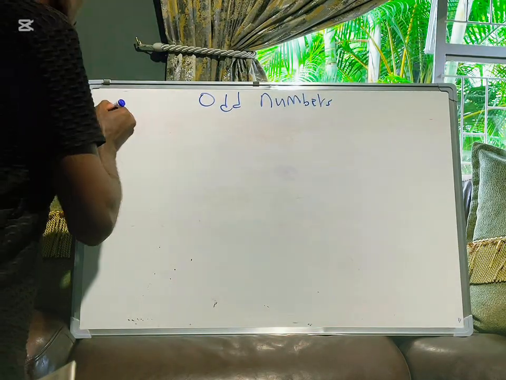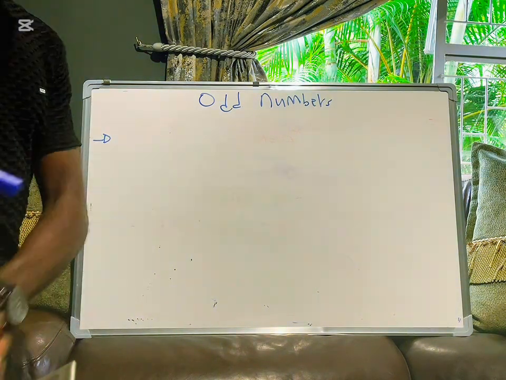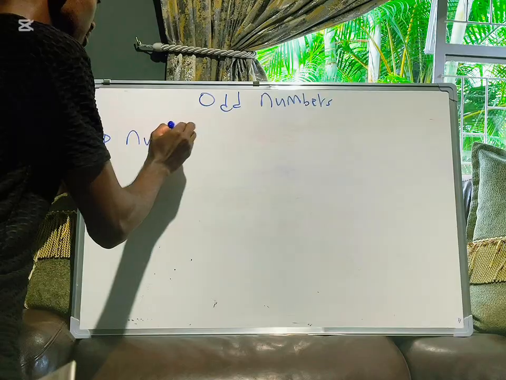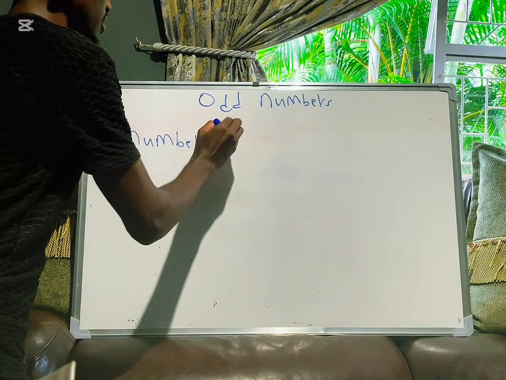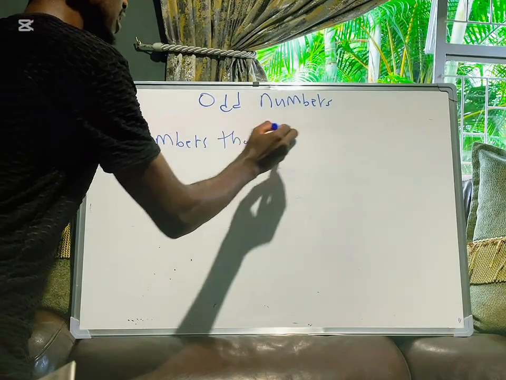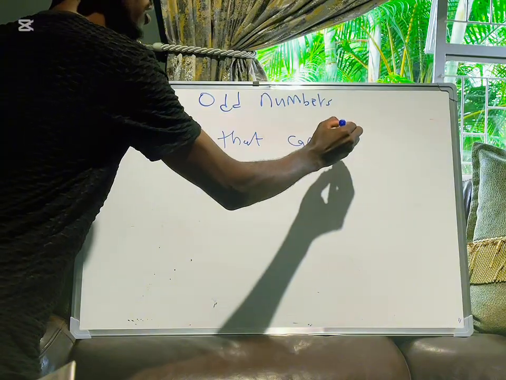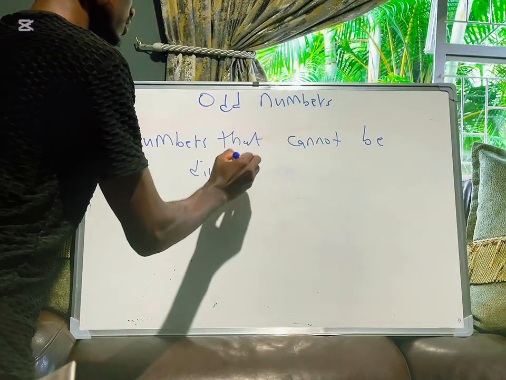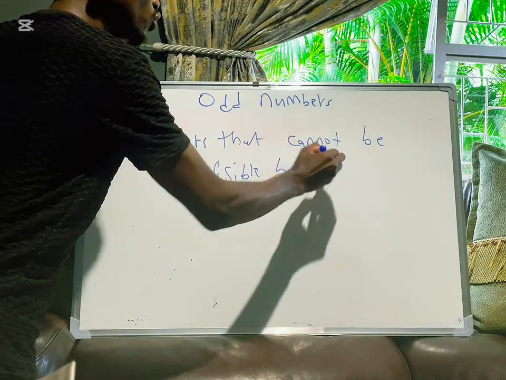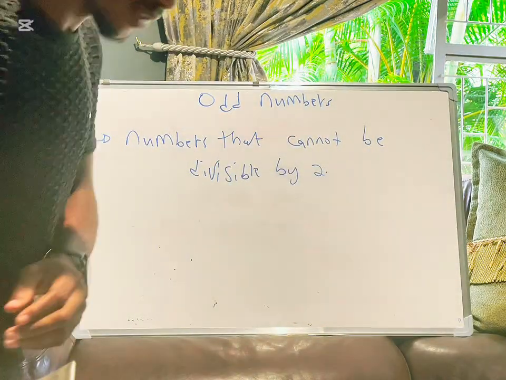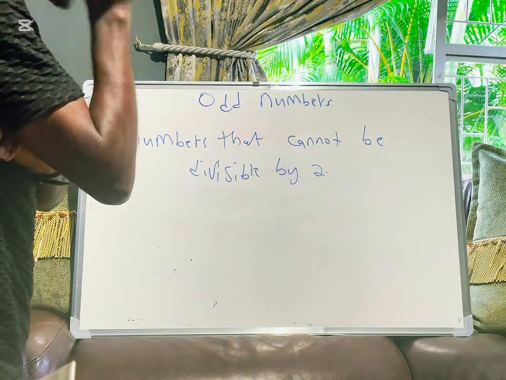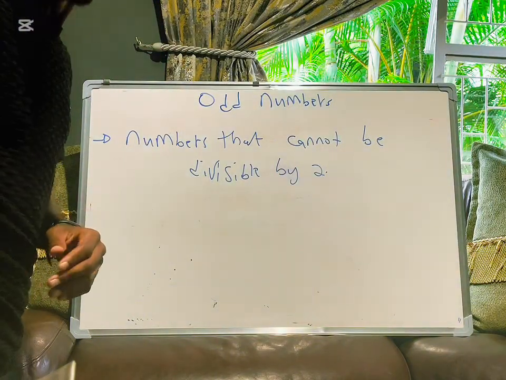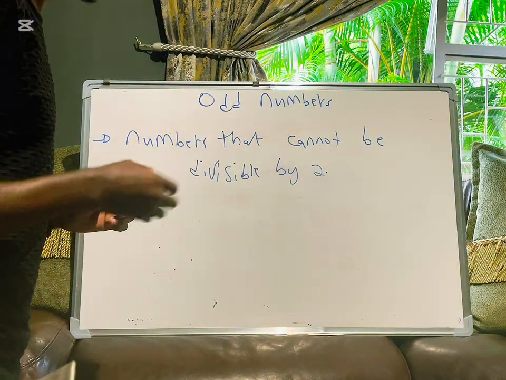Okay, what are odd numbers? Odd numbers are basically numbers that cannot be divisible by 2. Simple as that. Odd numbers are numbers that cannot be divisible by 2. What do you mean by that? Can you also try to give examples so that we understand better?